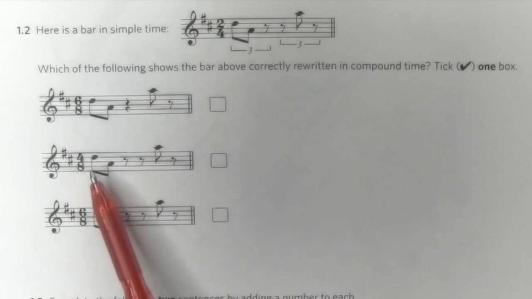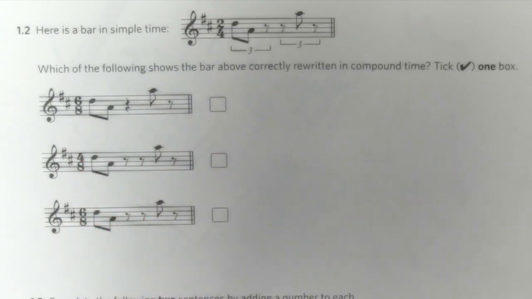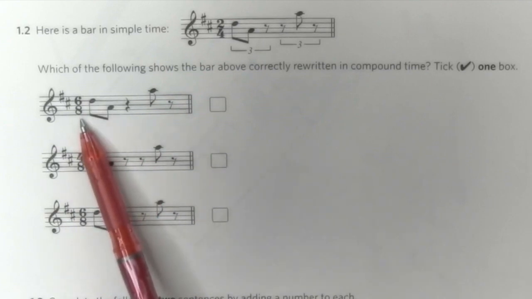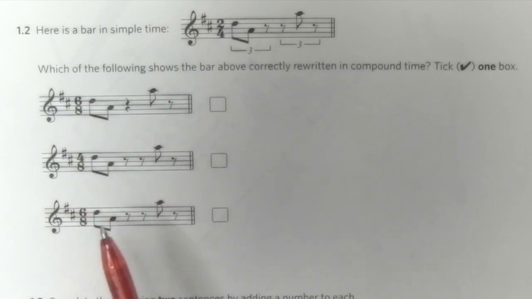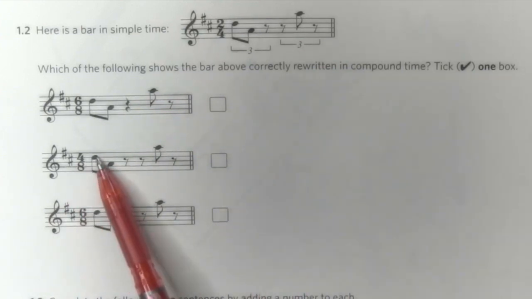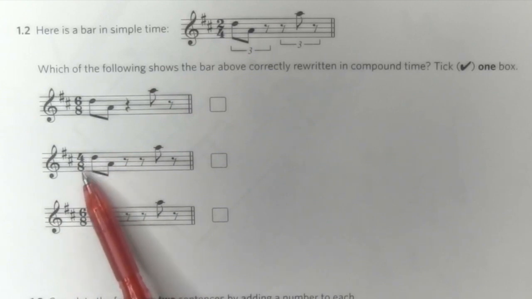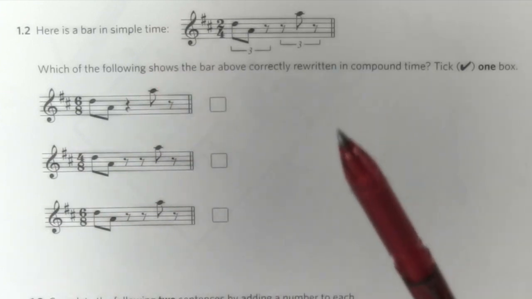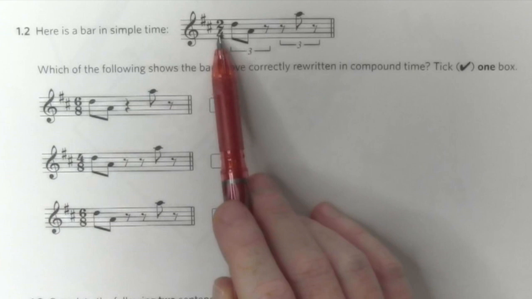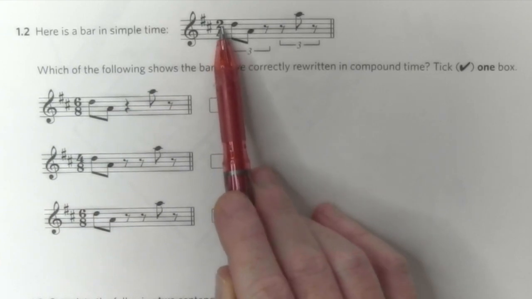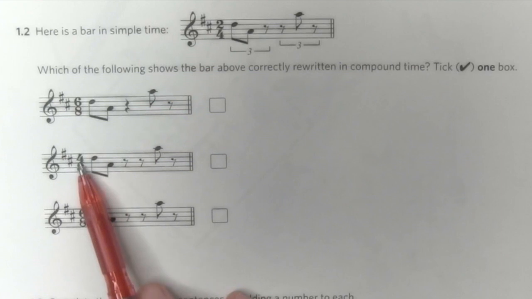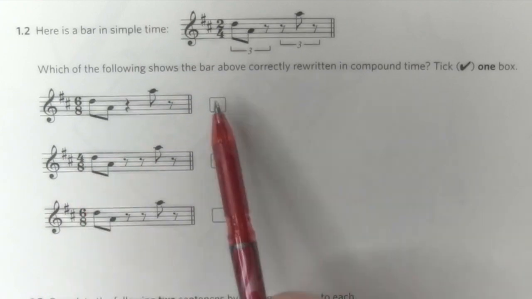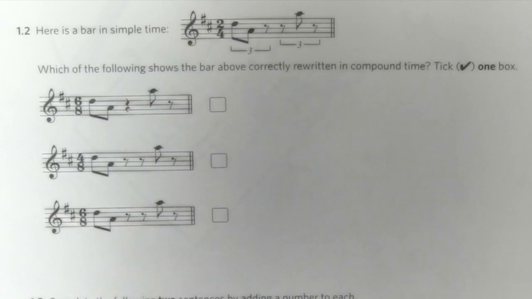Let's exclude the option that has the incorrect time signature. We have 6/8, 4/8 and 6/8. 4/8 is not a compound time. This simply means four quavers in a bar, which means 1 and 2 and. This is also incorrect because 2/4 equals two movements and we can't have four movements. So 1 and 2 and 3 and 4 and. This is definitely wrong.